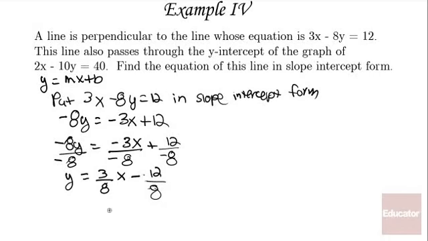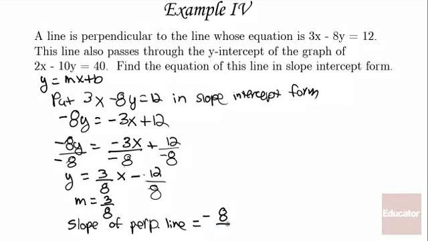Okay. Now, I've got this in the form that I wanted, y equals mx plus b, and that tells me that the slope of this line is 3/8. But actually, what I want is the slope of my line, and I know that my line is perpendicular. So the slope of the perpendicular line is going to be the negative reciprocal, so that's going to be negative 8 over 3. The slope of the line I'm looking for.